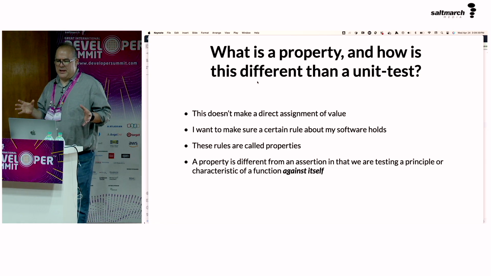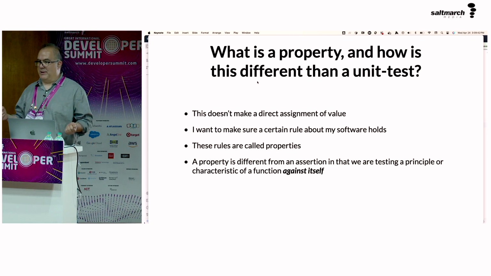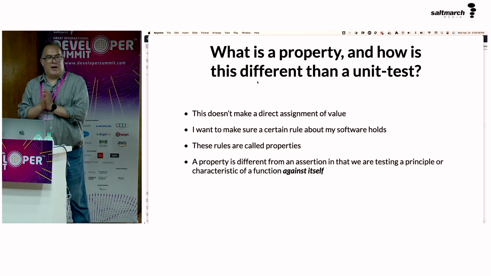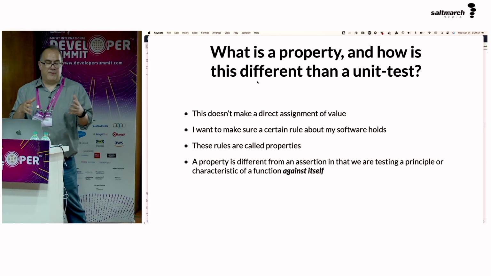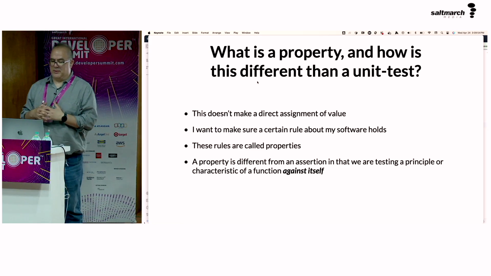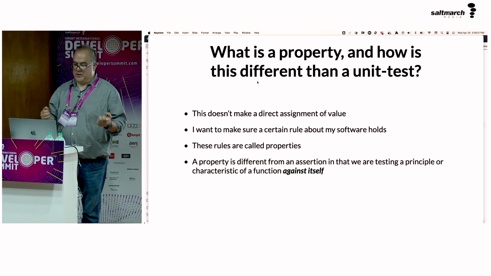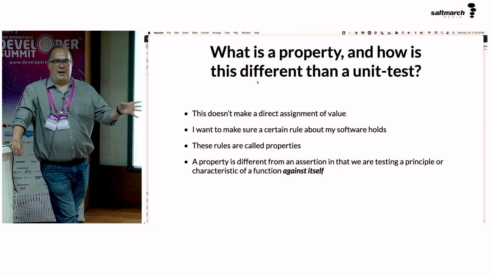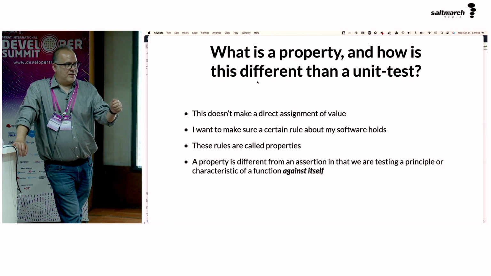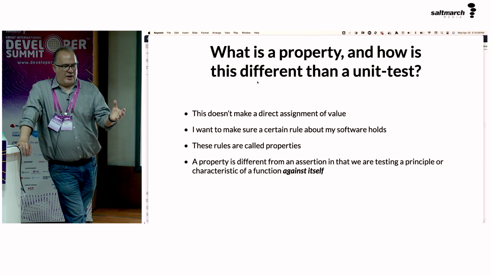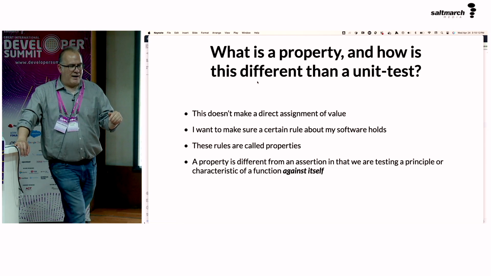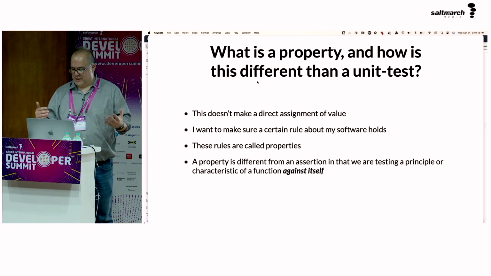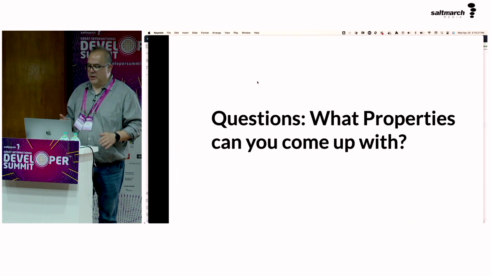But as far as a property goes, you want to make sure a certain rule applies. That's harder to find out, and these rules are called properties. A property is different than an assertion, like 1 plus 1 is equal to 2. What we're looking at is a particular property, and at least some of the properties are like martial arts. I am talking about martial arts where if someone attacks you, you don't really hit back, but you use their own force against them. Same sort of thing is happening here. You're trying to find something that could function against itself, or some sort of rule.